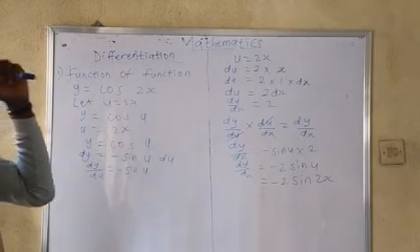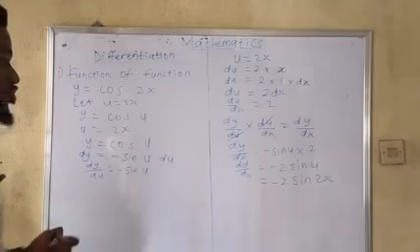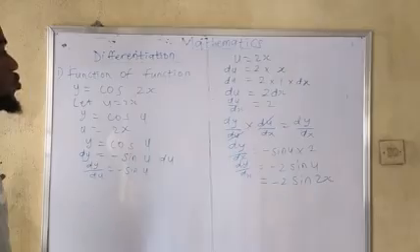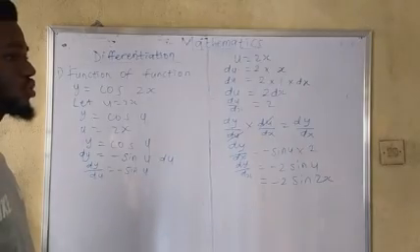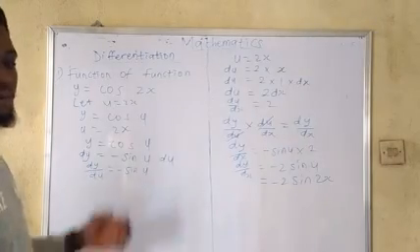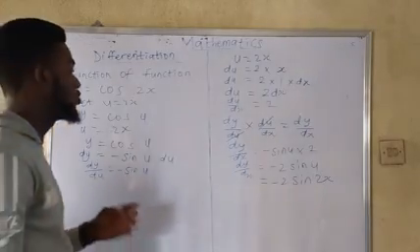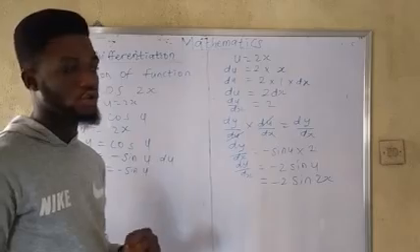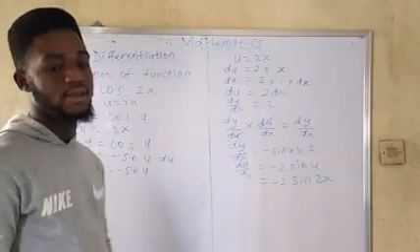Please, if you have any questions regarding the function of function, drop them in the comment section. The second rule which we are going to be applying is what we call the product rule. And the third rule we are going to apply is the quotient rule. But for the course of today's video, I'm going to be stopping at the function of function rule. And in a subsequent video, I'm going to be using the quotient rule and the product rule.